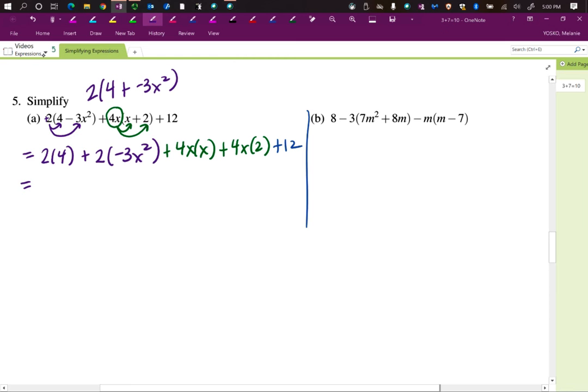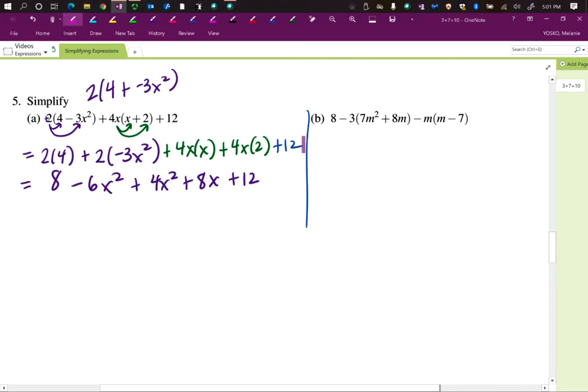If you can just look at this from the beginning and say 2 times 4 is 8, put an 8 right here, and then say 2 times negative 3x squared is negative 6x squared, then do it. And if you can look here, I'm going to go and erase this as you can see. You can take the 4x times x and immediately say that's positive 4x squared. And look at 4x times a positive 2 and say that's plus 8x. And then tack on the 12, that's fine too.